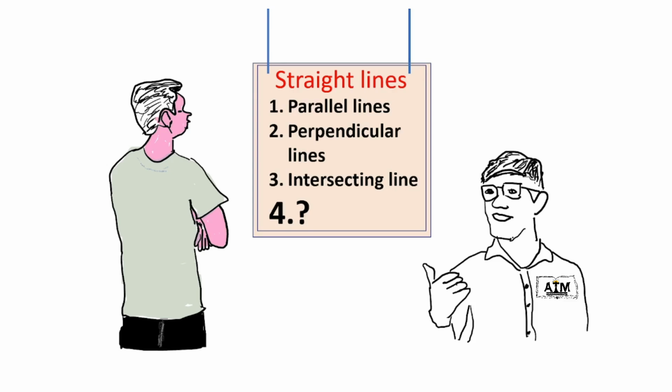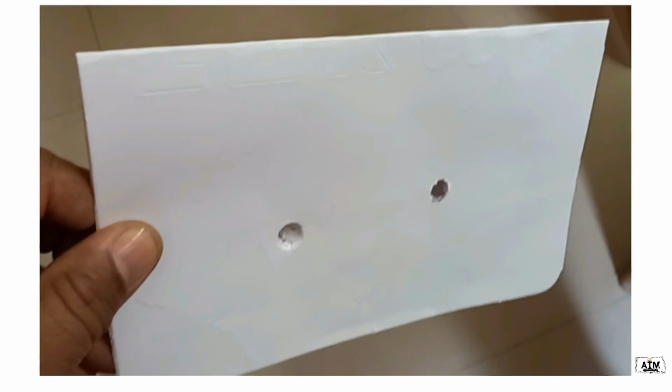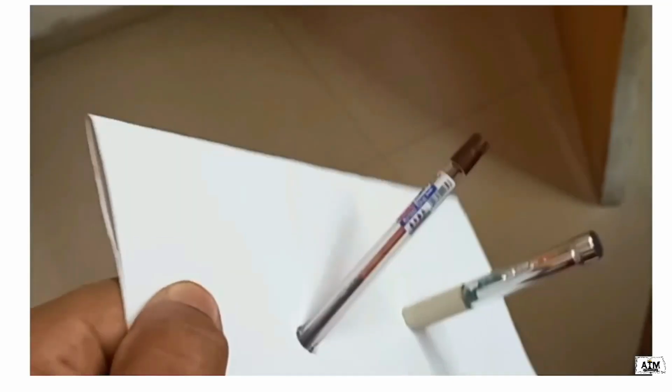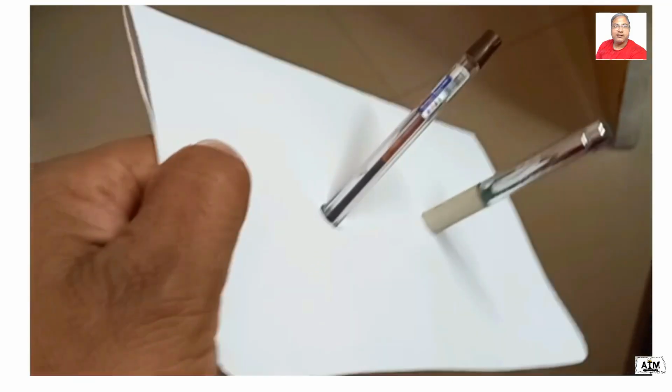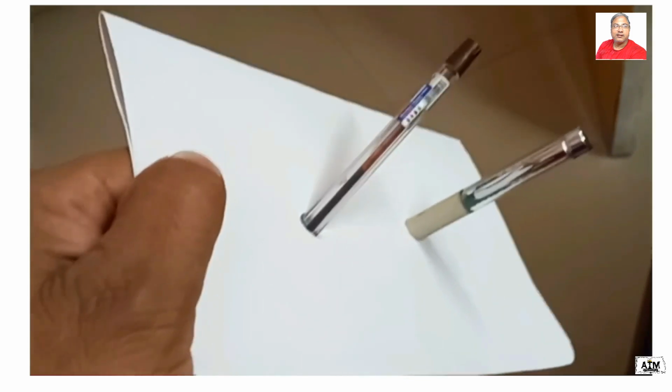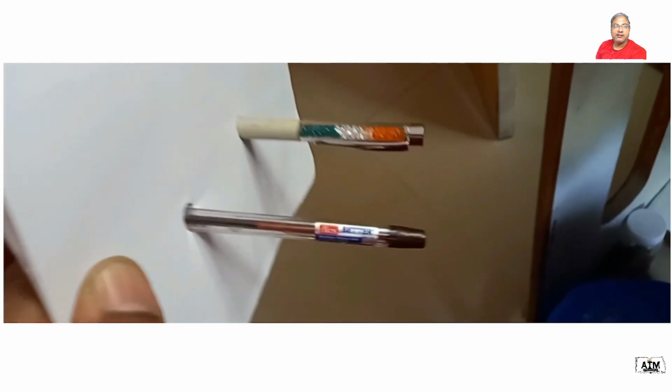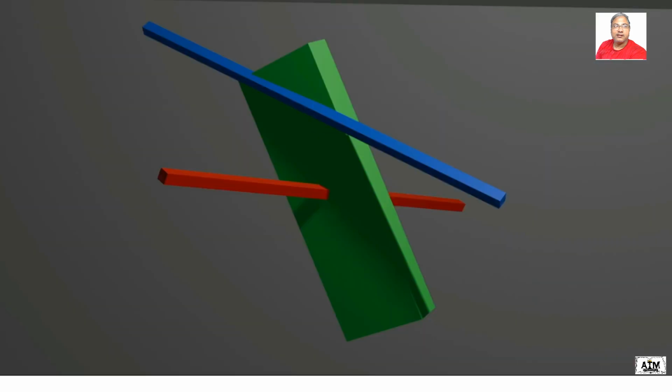To answer this question, let us take a cardboard and make two holes in it. After making two holes in it, take two pens and insert them in these holes. Consider every pen as a 3D straight line, as shown in the figure.